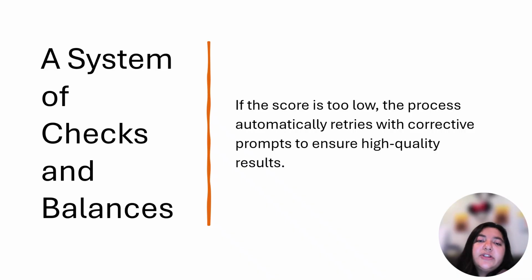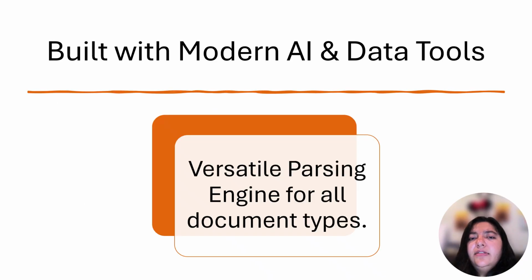And if the score is too low, when the evaluator agent goes and checks what the extracting agent has done, then the process automatically retries and tries to correct its mistakes to ensure that the results out the other end are higher quality results. And so there are a couple of advantages to this tool. It's novel, of course, in the field, but it's built with modern AI and data tools.